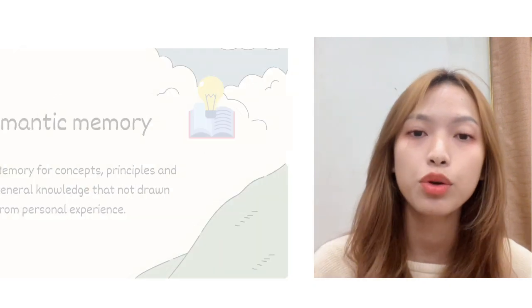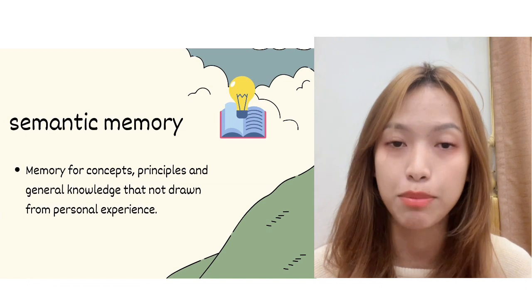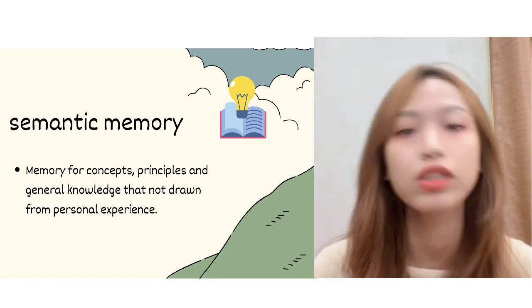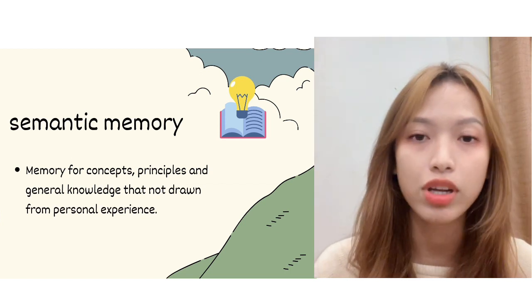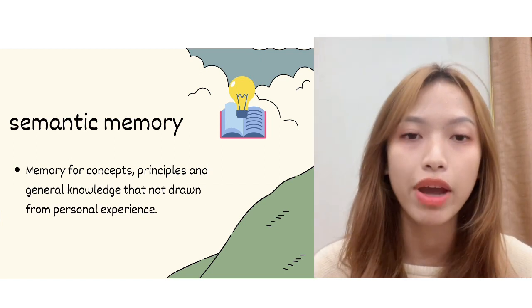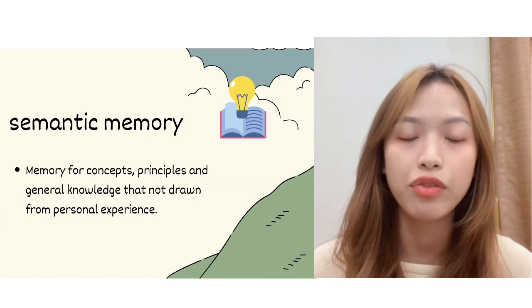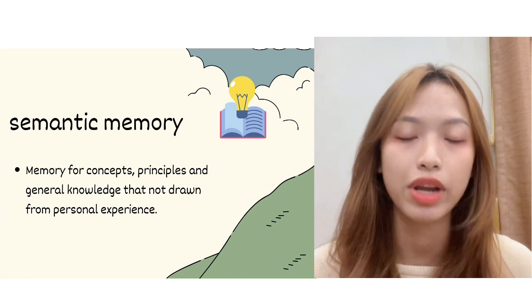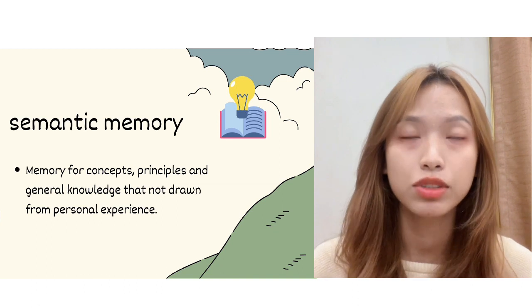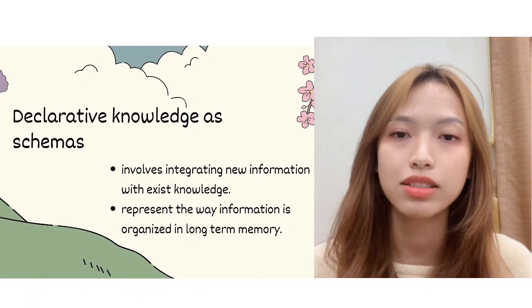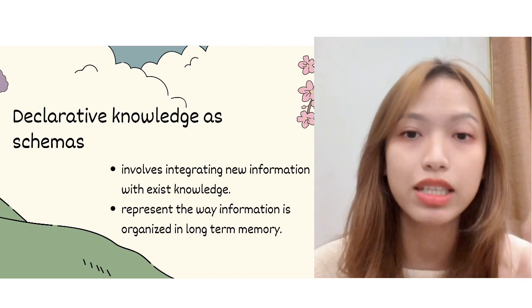And move on to the next slide, which is about semantic memory. It is a memory for concepts, principles, or general knowledge. For example, you recall when Cambodia was under the influence of the Khmer Empire, even though you never experienced that time, you just learned about it. And the next part is declarative knowledge as schema.